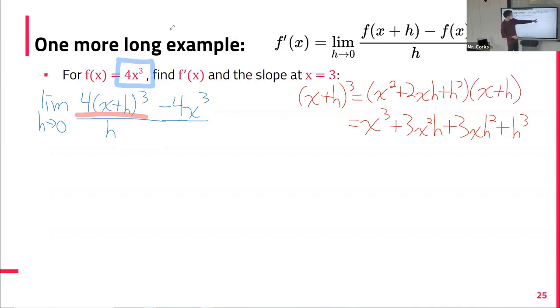So we did this before. So expand. Okay. So we did this for the x plus h squared, and then we're just multiplying by x plus h again. And we could do that manually, and we would get this whole thing here. But there is a faster way of doing this called the binomial theorem or Pascal's triangle, which looks like this.